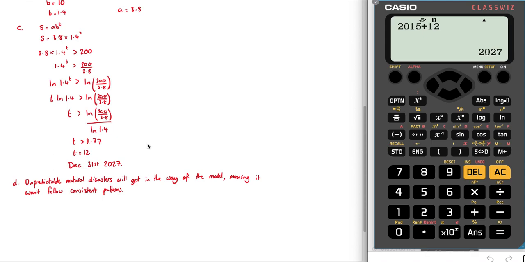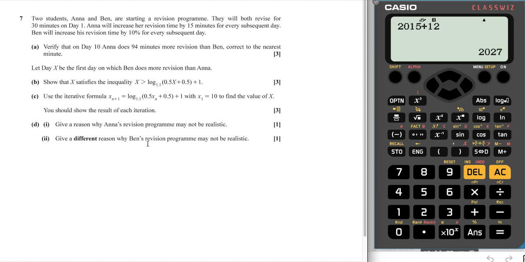Right, let's have a look. So we need to move on to question 7. Two students, A and B, are starting a revision program. They will both revise for 30 minutes on day 1. Anna will increase her revision time by 15 minutes every day.